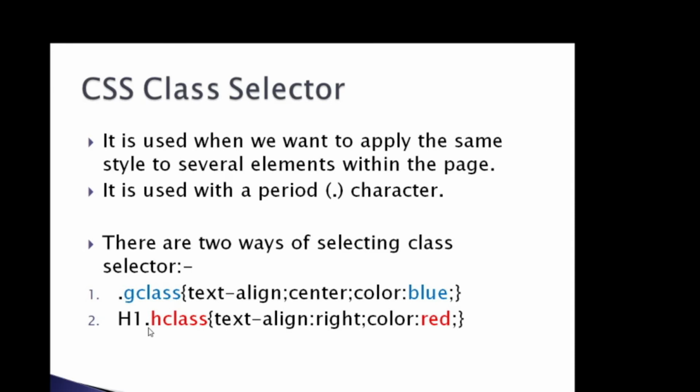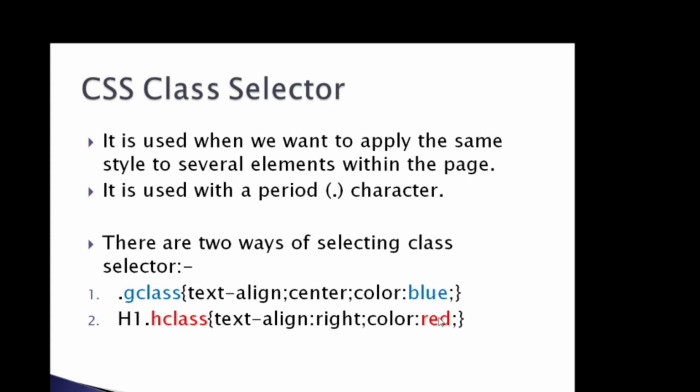So this narrows down the scope of action of a class by specifying the types of elements to which it should apply. Like in this case, it is the H class which is specific to H1 tag only. So this class selector can be used only with the H1. It cannot be used with H2 or paragraph. So we'll just see the properties. For the generic class, the alignment is center and the color is blue, while for the specific class the alignment is right and the color is red.